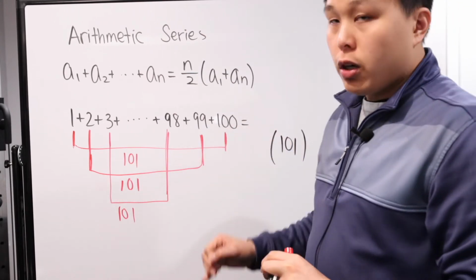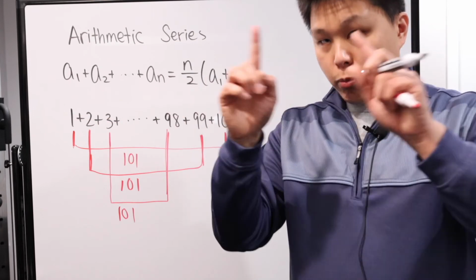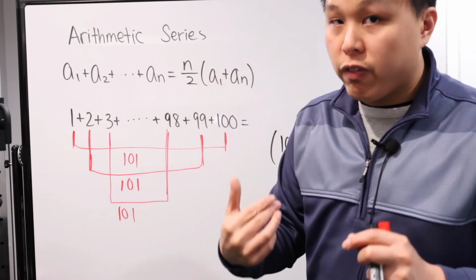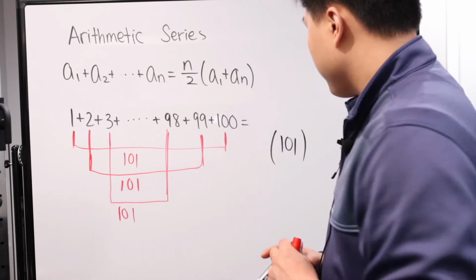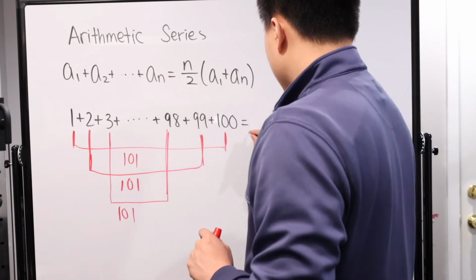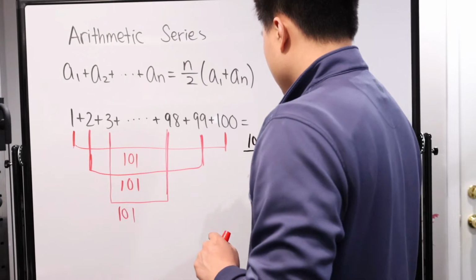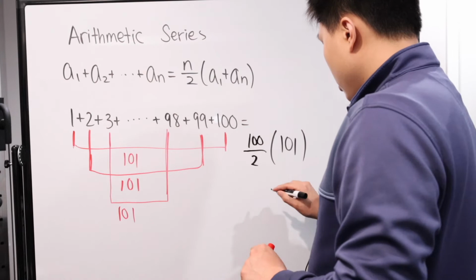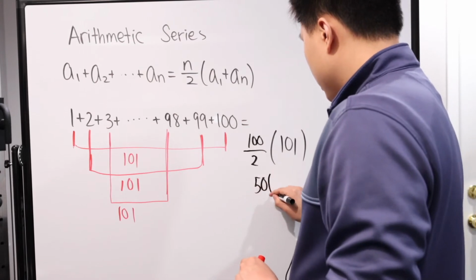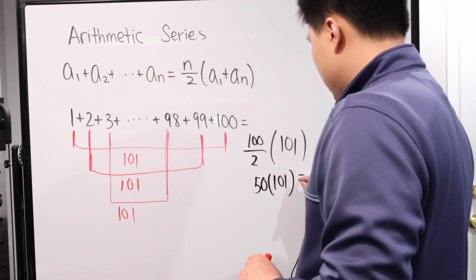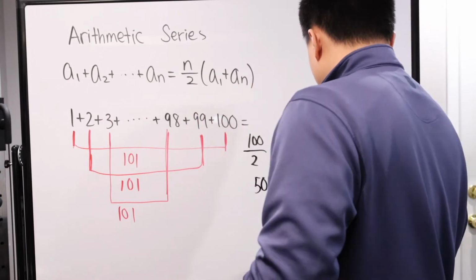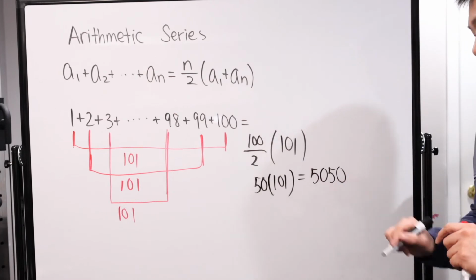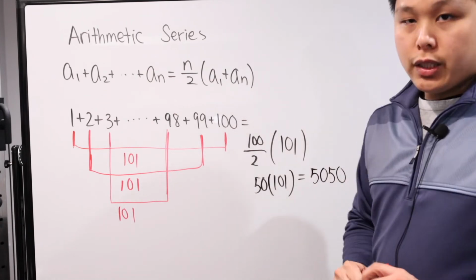So 101 times, instead of 100 terms, we cut it in half because we're adding both sides together until we hit the middle. So we take the number of terms and divide it by 2 to make sure it's cut in half. Since we know it's 100 terms, we divide by 2, which gives us 50. And just like that, we have 50 times 101, which is 5,050, I believe. Correct me if I'm wrong. Hopefully that's correct.